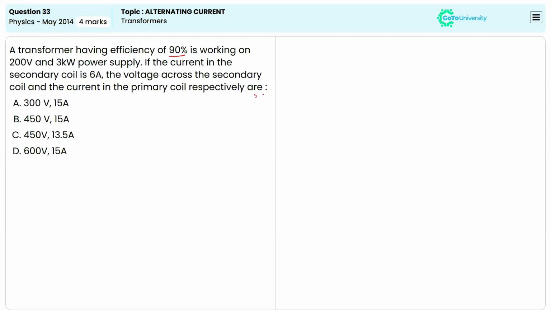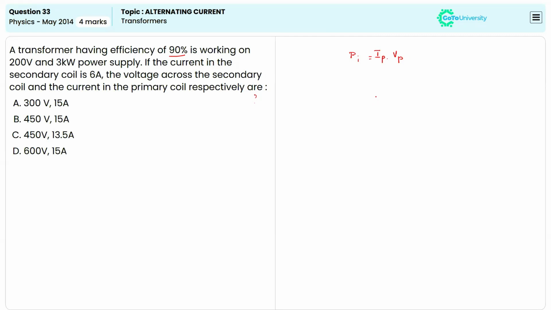So here we can calculate the value of the primary coil current by using the formula of power in terms of voltage and current. It's known that the power in will be equal to IP times VP, where P here represents the primary coil.